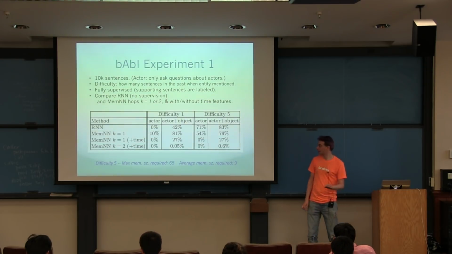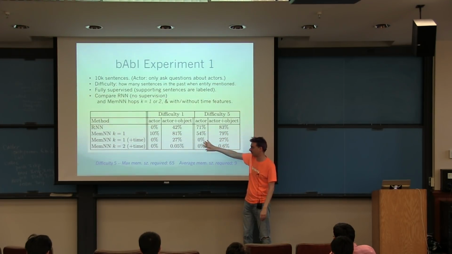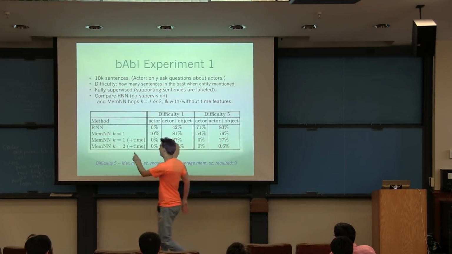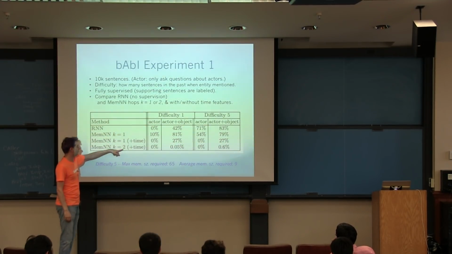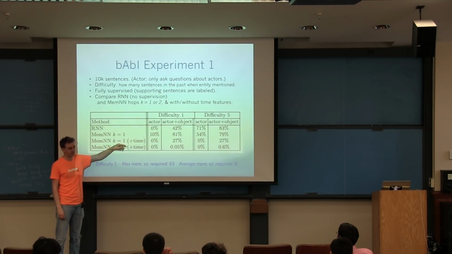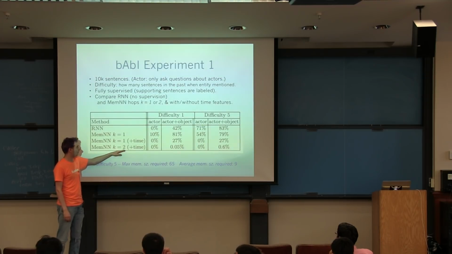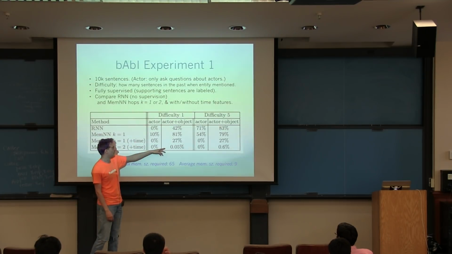So the recurrent neural network is compared against the memory network with k equals 1 hop or k equals 2 hops, and then either with the time features or without the time features. Basically, the 2 hops are necessary. So this is in terms of error rate, so you want like 0% basically.